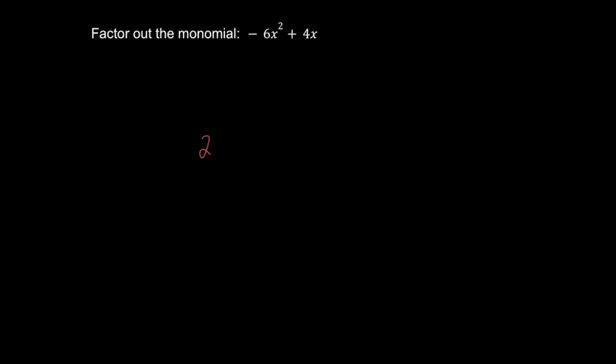The next thing I want to check to see is if there's a variable in all the terms. This time, we do have a variable in both terms. We have x in both terms. We want to take the lowest power of x that we see as part of our common monomial. In this case, we have an exponent of 2 on the first term and an exponent of the implied 1 on the second term. So the lowest exponent I see is x to the first.